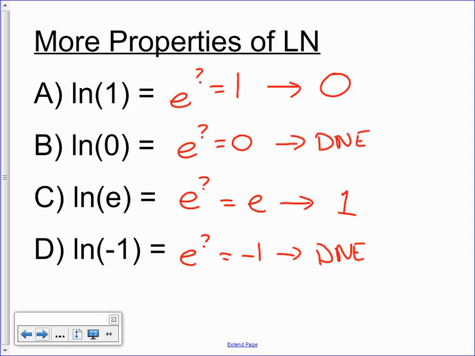E to the first power. So you're solving for this: what power would give you e? That's 1. It's the same thing as logs. In logs, you're working with base 10. Natural log is base e.